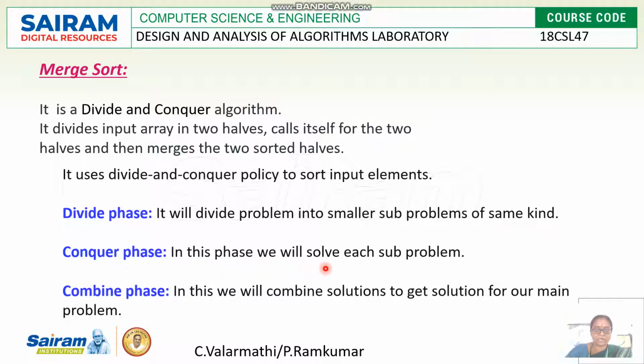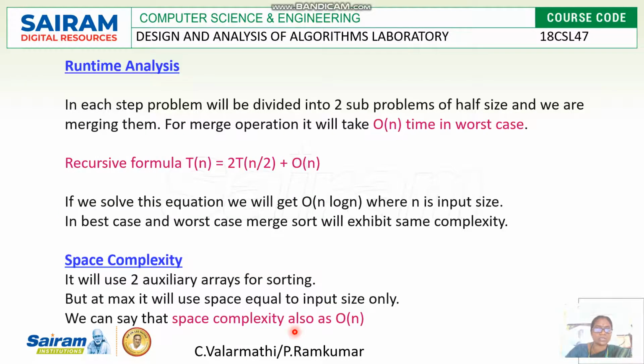Conquer is nothing but solving each subproblem. Once it is divided into subproblems, each part will again be treated as a full, complete array, and then the merge sort concepts will be applied again. Once all the subproblems are solved, they will be combined, which is the combine phase. This is how the merge sort algorithm works.